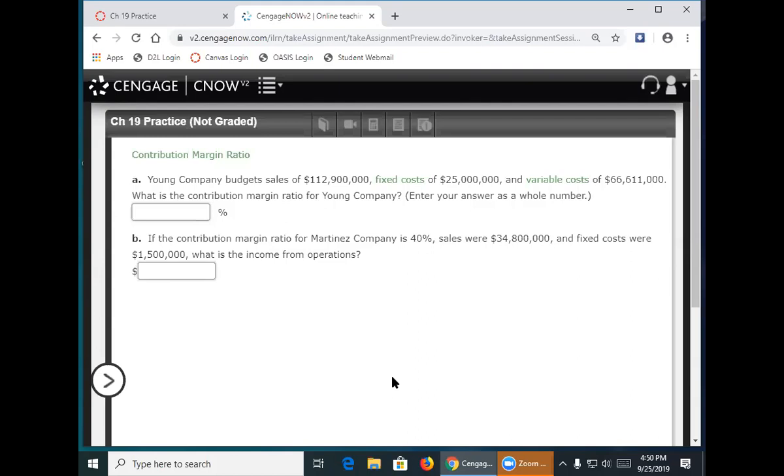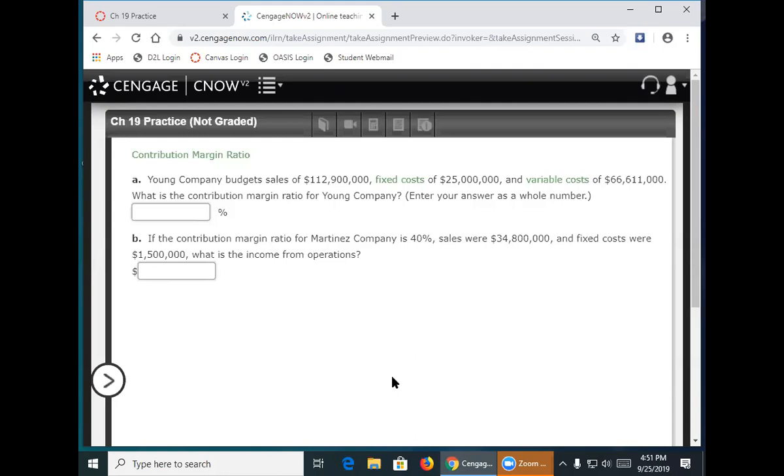So what we're going to do is calculate our contribution margin first, which in this case is sales minus variable costs. Contribution margin is always sales minus variable costs. Sorry, I didn't put on the notes that it could be in total dollars as well. So we take 112,900,000 minus 66,611,000. So what's my contribution margin in dollars? 46,289,000. Very good.